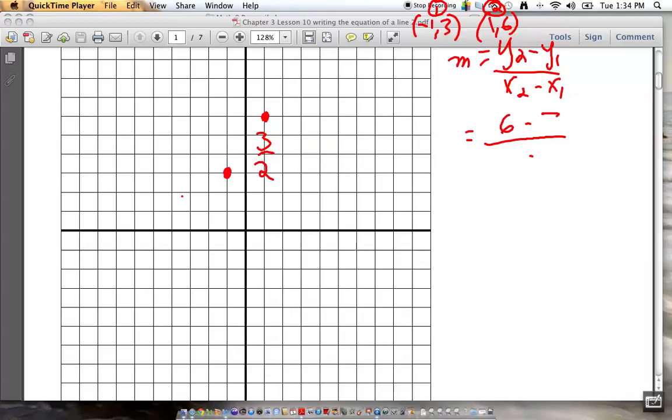Yeah, 6 minus 3. The y from the second is 6. The y from the first is 3. Over the x from the second is 1, and the x from the first is -1. 6 minus 3 is 3. 1 plus 1 is 2. So whether you count it, you get 3 over 2, or whether you use the formula, you get 3 over 2. But one way or another, you get 3 over 2. Okay.